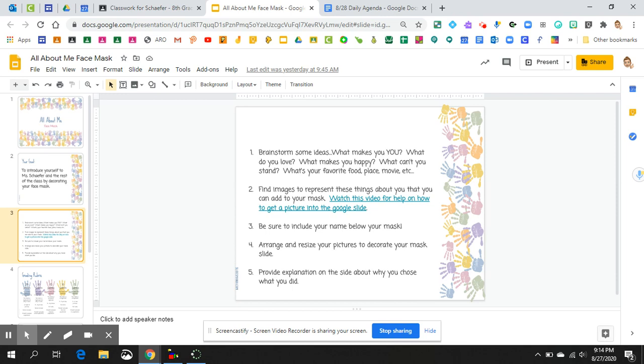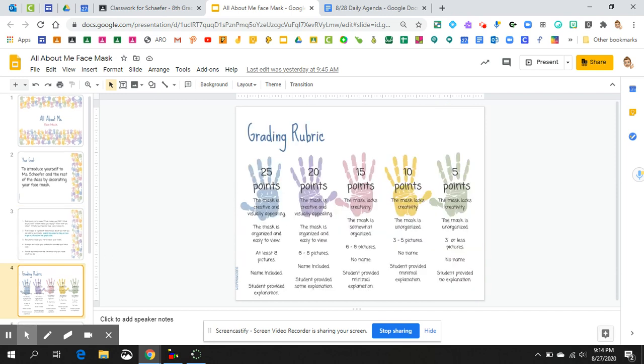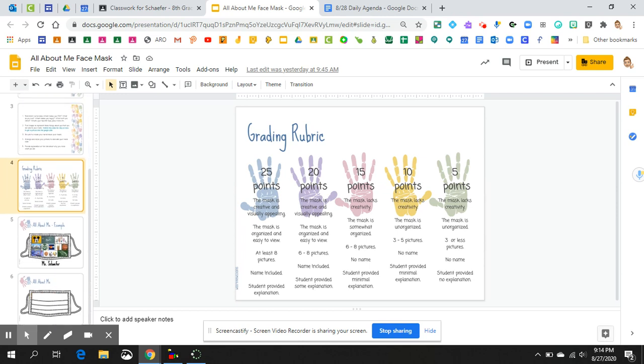And you can arrange and resize those pictures to decorate your mask slide. There's also a part where I'm going to ask you to provide some explanation about why you chose what you did, so I can get to know you a little bit better. So this is how you're going to be graded. For the most points, I'm looking that you have a mask that is creative and visually appealing. It's really well organized and easy to view. I'm looking for at least 8 pictures. You have your name on it, and you've provided explanation about what it is that you put on there.